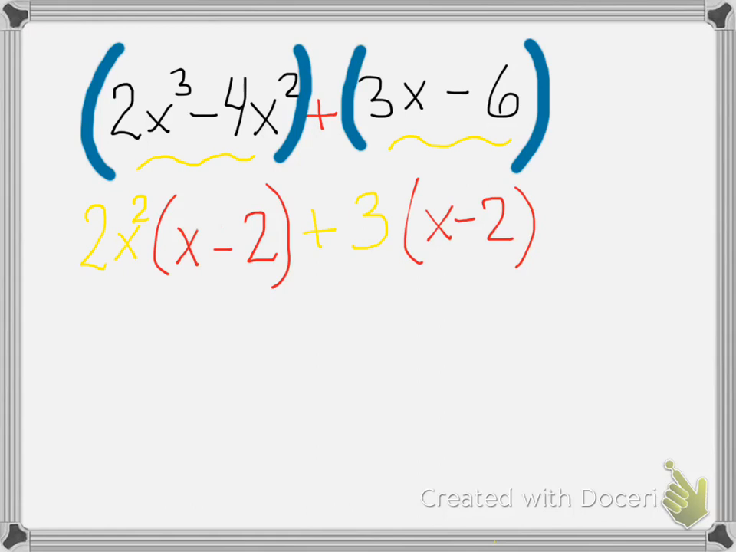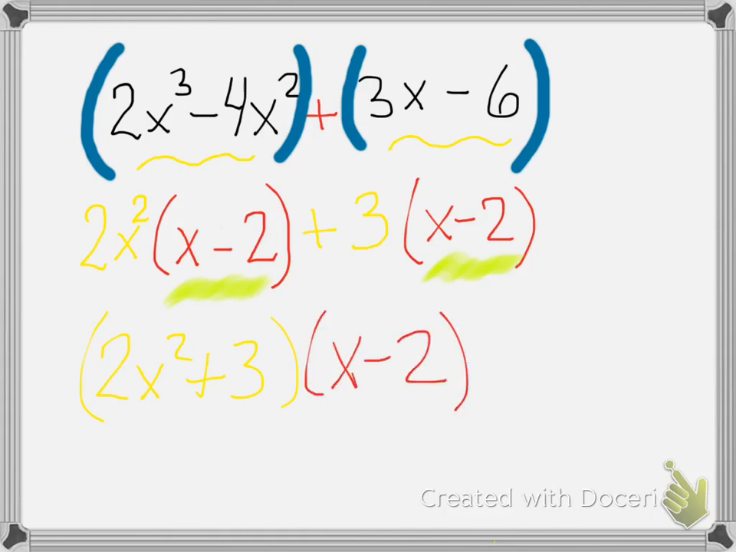So now I'm to that point where I just showed you earlier, where you have the parentheses that match, where you have 2x squared times this quantity inside the parenthesis, and you have 3 times this quantity inside the parenthesis. And so then you're able to write it like this, 2x squared plus 3, and x minus 2, and then you're finished.